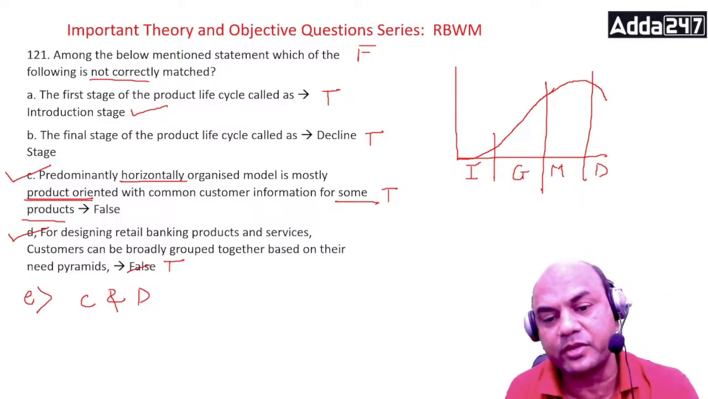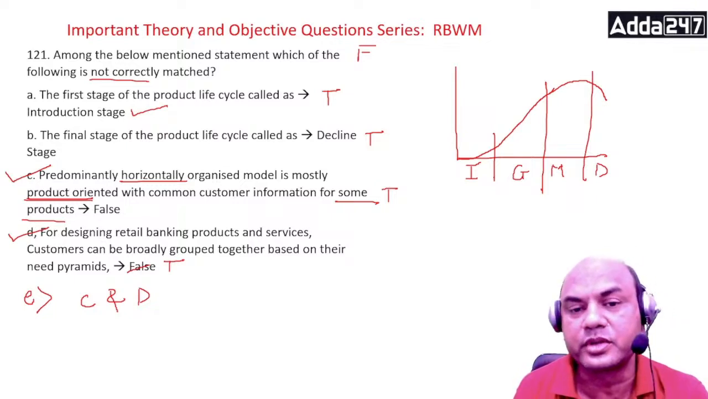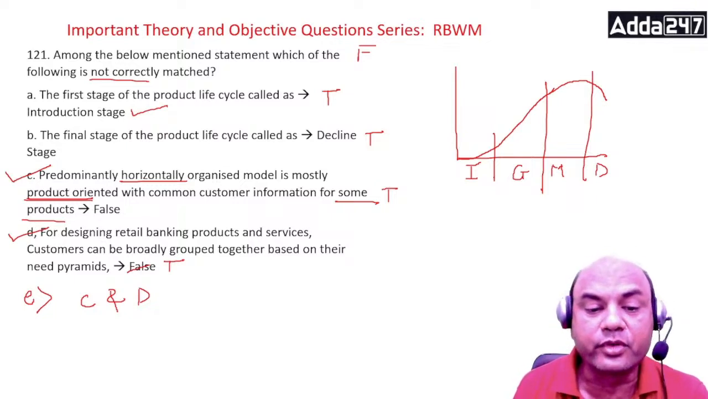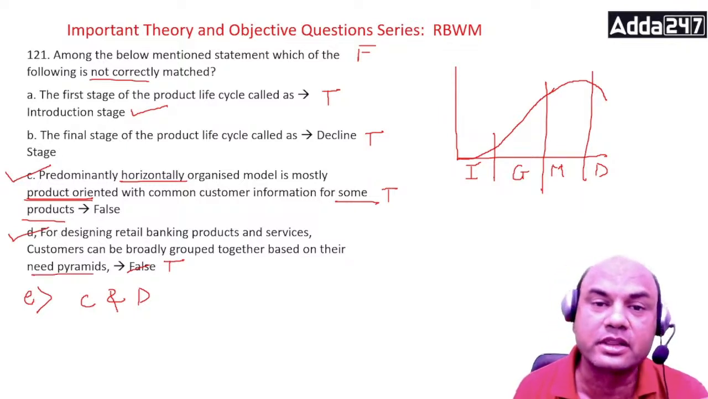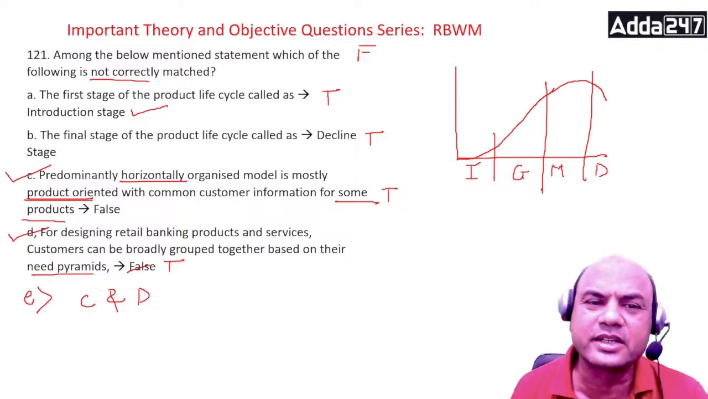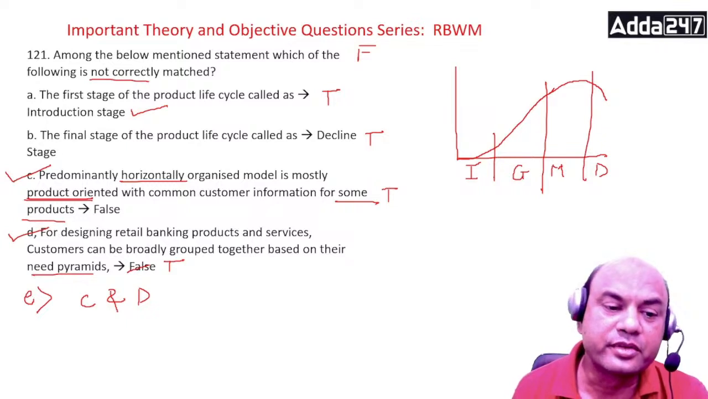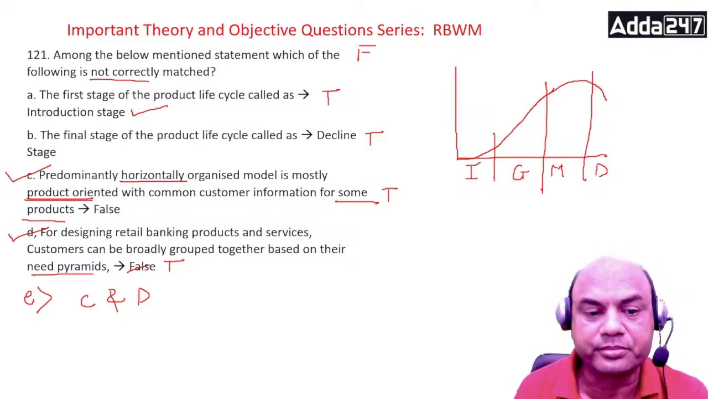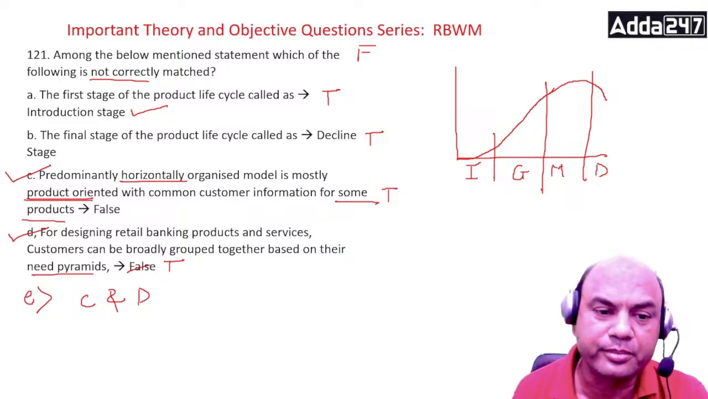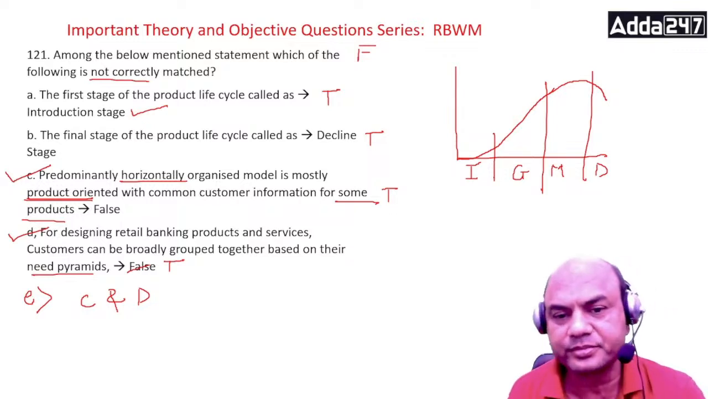In the exam, they will give you both the options, C and D, and some option will be there for both. Because what is the need pyramid? Need pyramid refers to Maslow's hierarchy: physiological, safety, social, esteem, and the last one is self-actualization. I've taken this many times, isn't it? So customers are grouped as per this. Need pyramids or physiological levels. Got it?